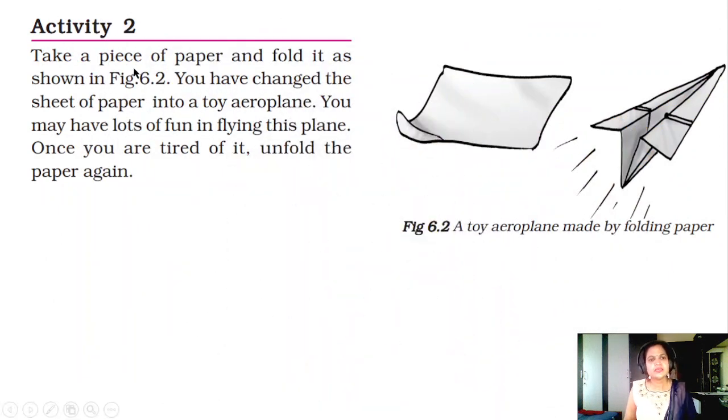Activity 2. Take a piece of paper. If you throw the paper in the air, it will not fly. But fold it as shown in figure 6.2. You have changed the shape of the paper into a toy aeroplane. Now you can play with it. You can throw it in the air. It will go like a plane. You may have lots of fun flying this plane. Once you are tired of it, you can unfold the paper again and use it as required.